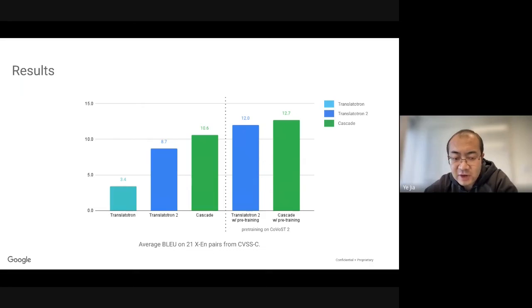And the two bars on the right show when we pre-train the models on the Common Voice corpus, then the quality gap between Translatotron 2 and the cascade model got significantly narrower, with less than 1 BLEU score. So these results demonstrate the effectiveness of both the CVSS corpus and the Translatotron 2 end-to-end direct speech-to-speech translation model.